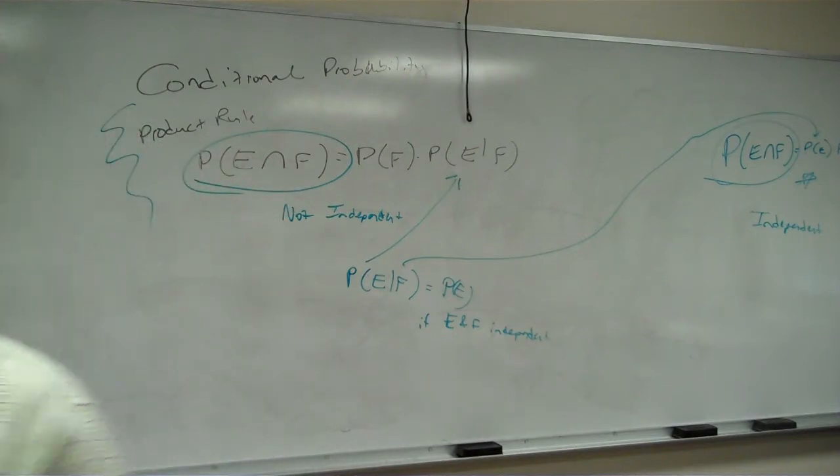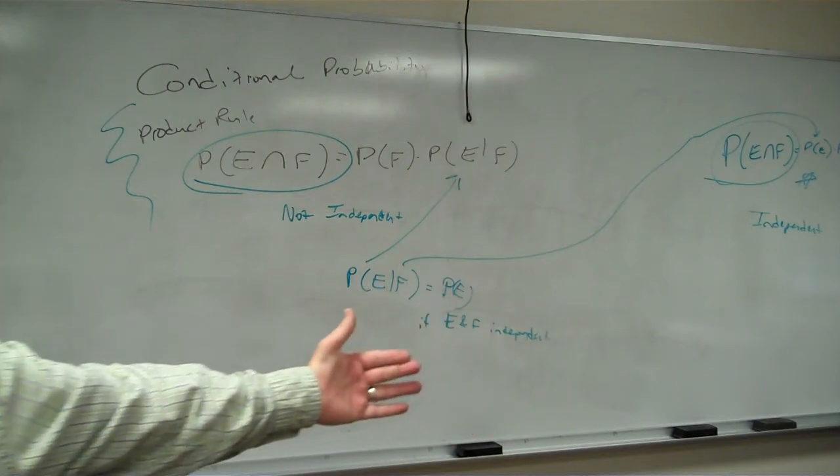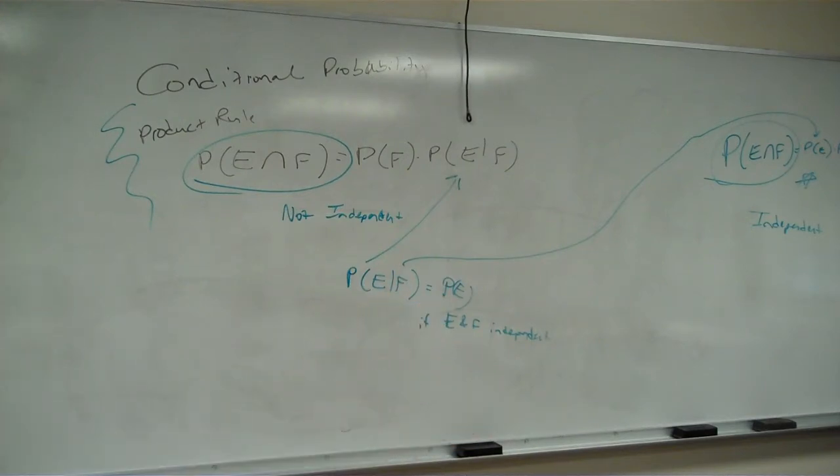They're not different formulas. The one we had before is kind of a special case. It's the special case of when the two events are independent. That's a pretty slick thing. Let's do an example of some more problems here.